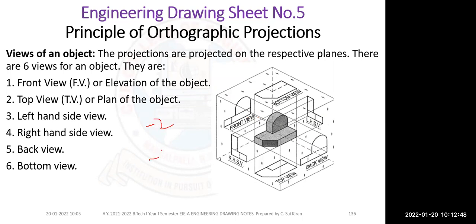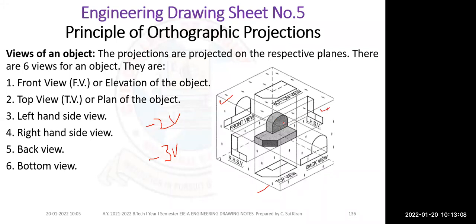If it is a complex object, then you require a total of 3 views. Okay. So if you know the front view and top view, you can generate an object, if it is a simple object. If it is a complex object, you have to know the front view, top view, and either of the side views, left hand side view or right hand side view. Okay. So this is my object.